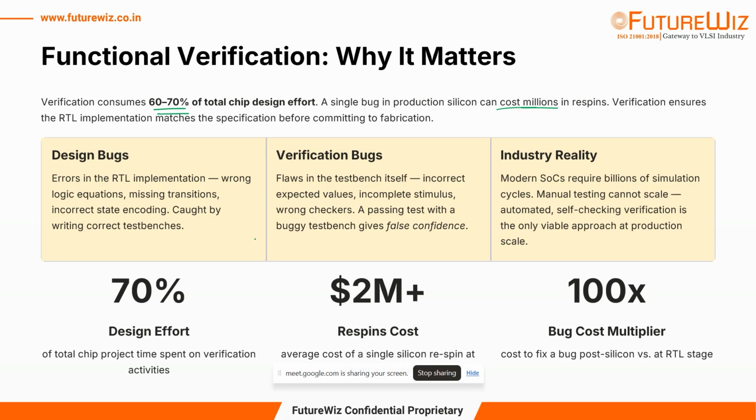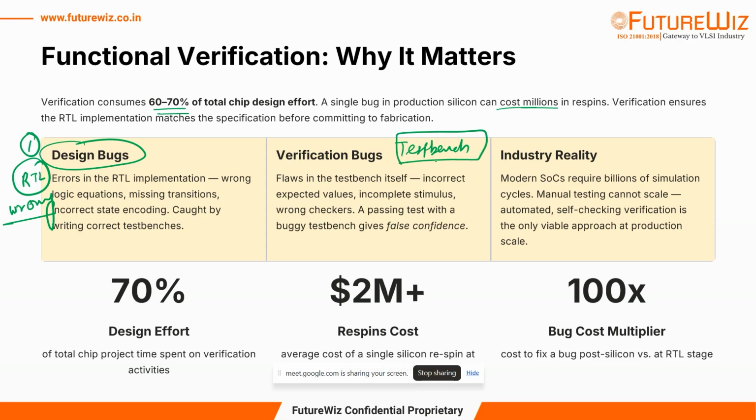Now, if we are talking about verification, there may be two kinds of bugs. The first one is the design bug. A design bug means the RTL which you have written is wrong, and the test bench which you have written is correct. So definitely, if the logic which you have developed is wrong, it will give you the wrong result. In verification, it might also happen that the RTL which you have written is perfect, but the test bench you are writing is wrong, right? So that you should know.